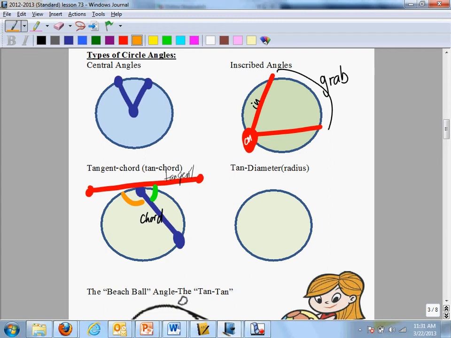Then you have a variation of a tan chord because the diameter is a chord. So do a diameter there. And draw yourself a tangent. You and your team figure out what that yellow sweep has to be here. Talk about it real quick.